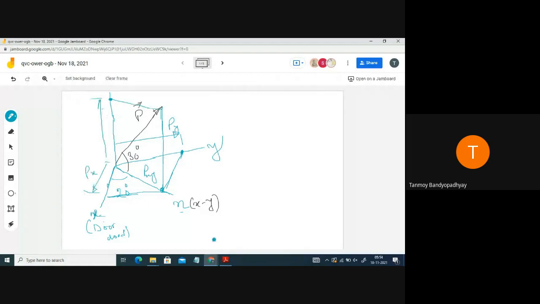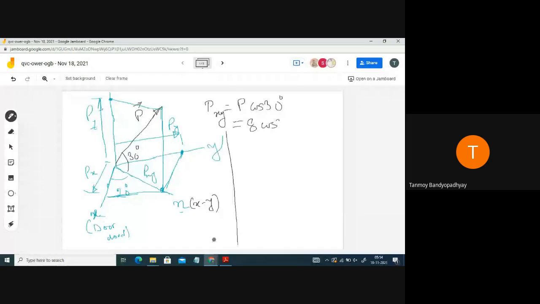Clear? So let's now calculate. This sort of problem we had discussed previously also. So Pxy should be equal to P cos 30 degree. The value of P is given, so this should be 8 cos 30 degree.